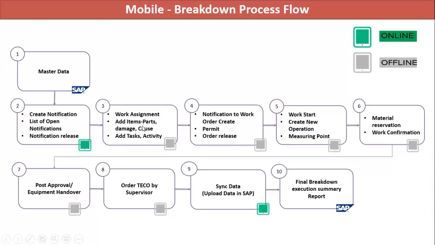Then if required, from the mobile itself, the user can convert the notification to a work order and can work on the work order, like permit and order release. Here, if the user wants to add a new operation, that he wants to do, the new operation option is also available. And in the same way, material confirmation and equipment handover: once the breakdown is fixed, the equipment will be handed over to the production person and the order will be technically completed by the supervisor from the mobile.